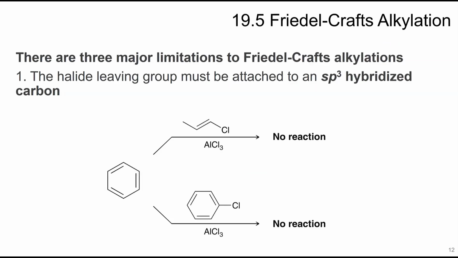There are some limitations that we'll see with the Friedel-Crafts alkylations. The first is that the halide leaving group must be attached to an sp3 hybridized carbon. If you have a chlorine on a double bond or the chlorine on a benzene ring, this will not react. So there's no reaction with either of these reagents. In the last slide we saw it with chlorobutane, and before it was a 2-chlorobutane. In both of those cases, the halogen was on an sp3 carbon. If it's on sp2, it will not work.